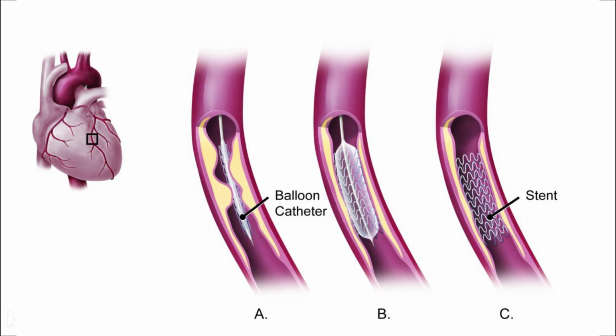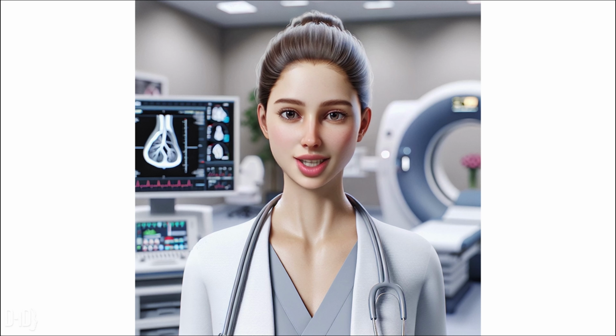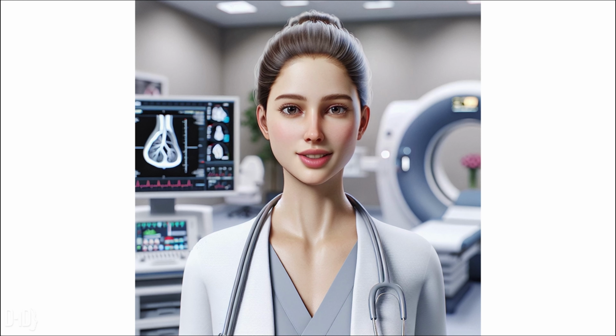Let's talk about 3 types of angioplasty. Balloon angioplasty. A small balloon is inflated inside the artery to widen it. Stent placement. Often, a stent is placed to keep the artery open after the procedure. A stent is a small mesh-like tube. Atherectomy. In some cases, a device is used to remove plaque buildup from the artery wall.